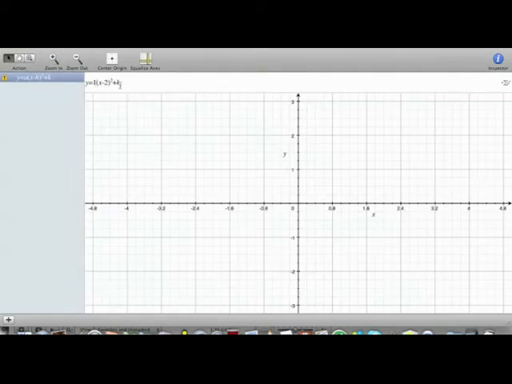I replaced the h with 2 and the k with 2 also. Because this is 2 and that is 2, it will go 2 spaces to the right and 2 spaces up. And that is where the turning point will be.